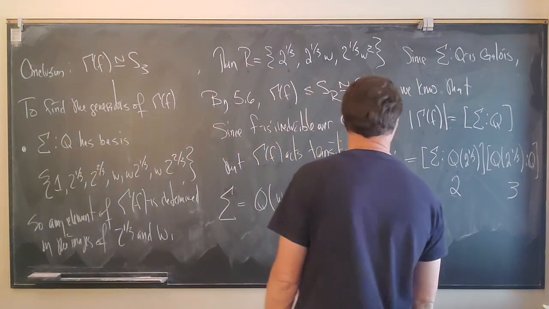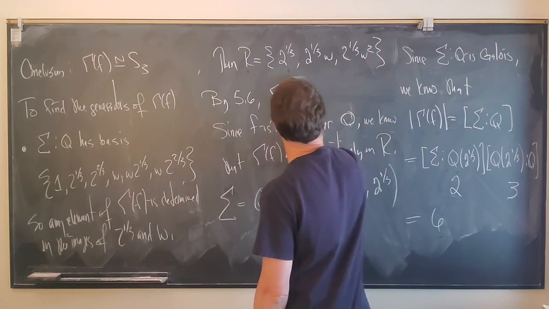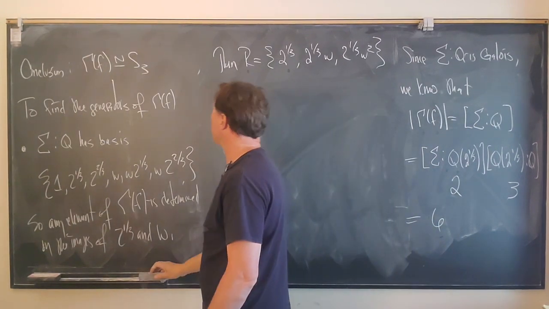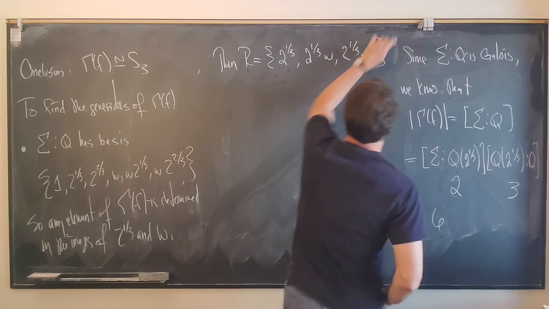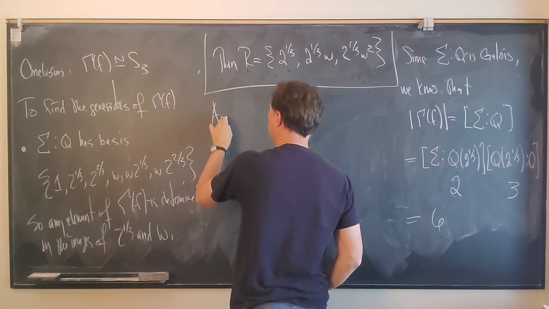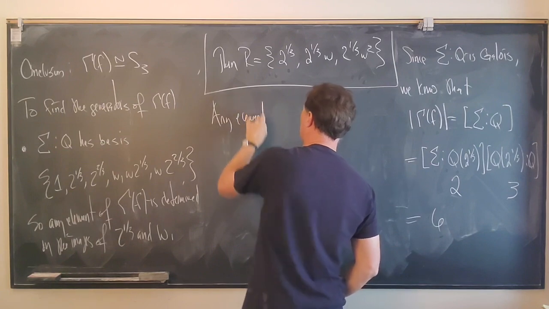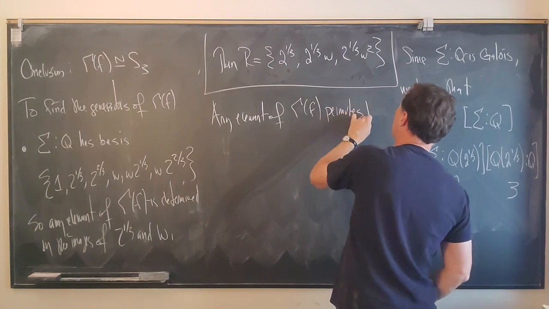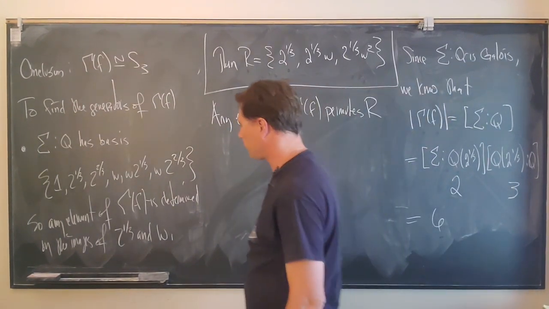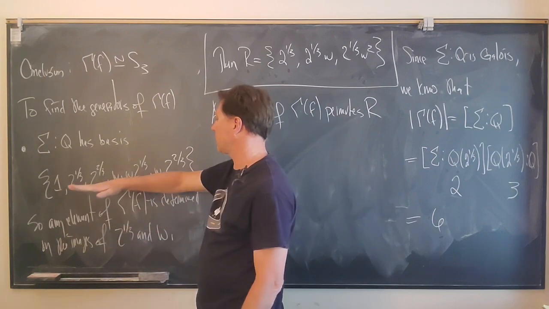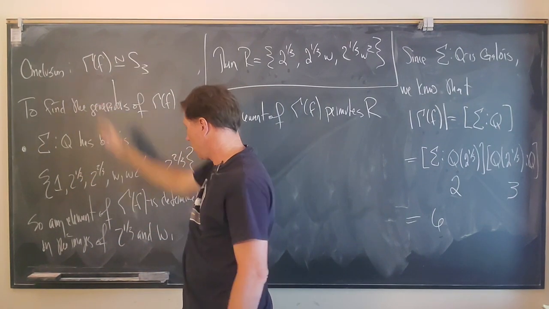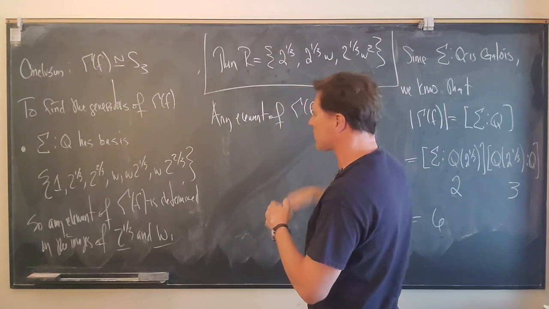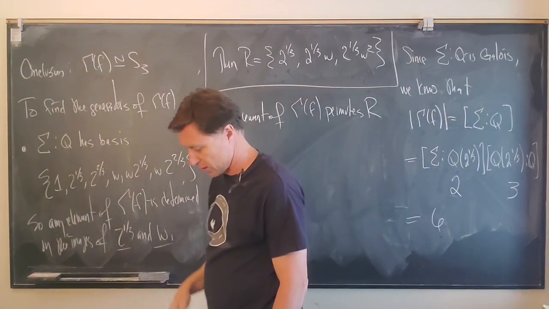The next thing, of course, in fact, any element of gamma of f permutes the roots of r. In other words, if you take some element in gamma of f, you need to understand what it does here, but then it also has to behave as a permutation. So it tells us the targets for these things right here.